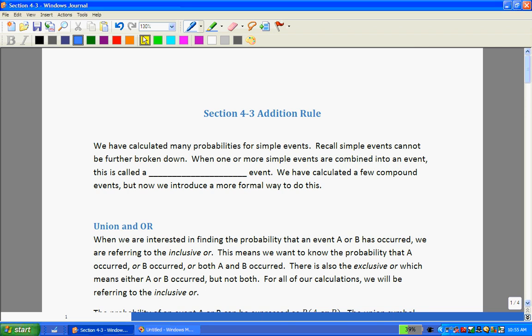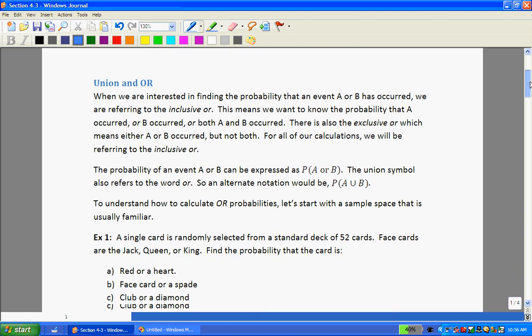Section 4.3, Addition Rule. We have calculated many probabilities for simple events. Recall, simple events cannot be further broken down. When one or more simple events are combined into an event, this is called a compound event. We have calculated a few compound events, but now we introduce a more formal way to do this.